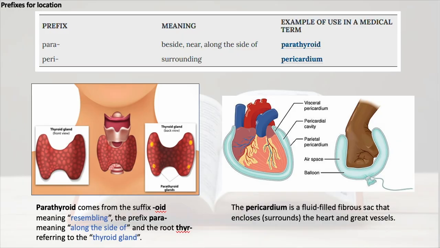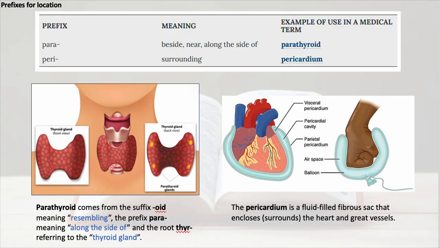Now let's look at para and peri. These are two prefixes that describe position or relationship to a structure in medical and anatomical terms. So para means beside, near, or along the side of, alongside. It's often used to describe something adjacent to a structure, or even in some cases of slightly deviating from normal. And so let's go over some examples of that.